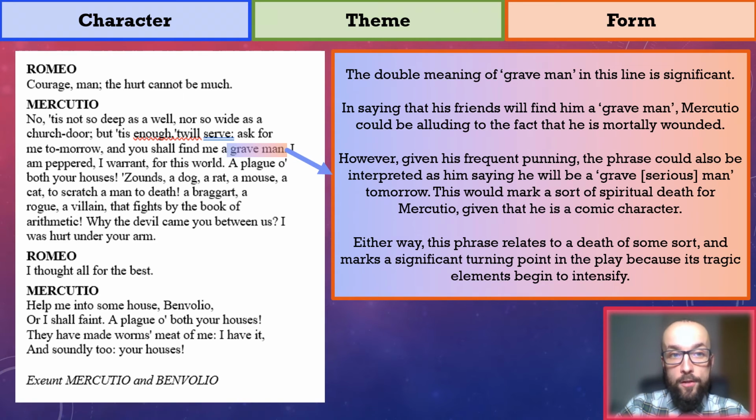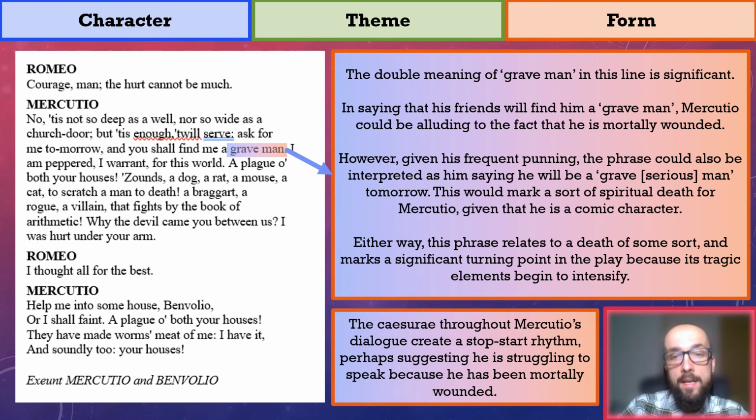Another formal element of Mercutio's speech that I would like to point out is the abundance of caesurae found throughout it. So all of those commas and semicolons and full stops and exclamation marks and even that question mark too. This creates a stop-start rhythm in Mercutio's dialogue, which perhaps suggests that he is struggling to speak because he has been mortally wounded. The immense pain he feels, in short, prevents him from speaking naturally.